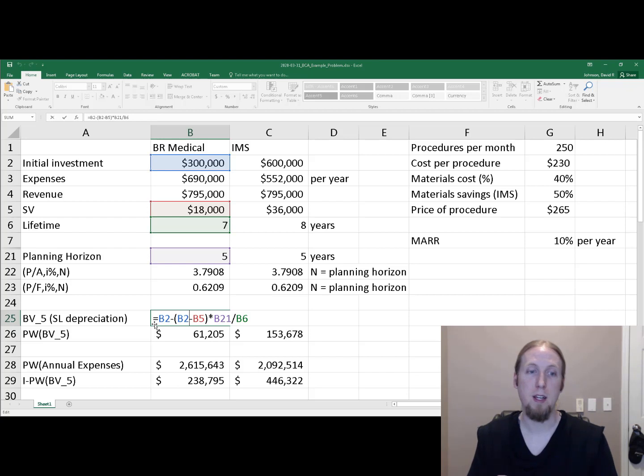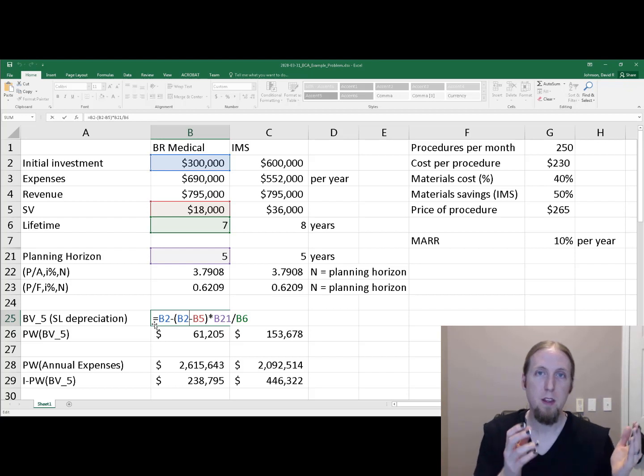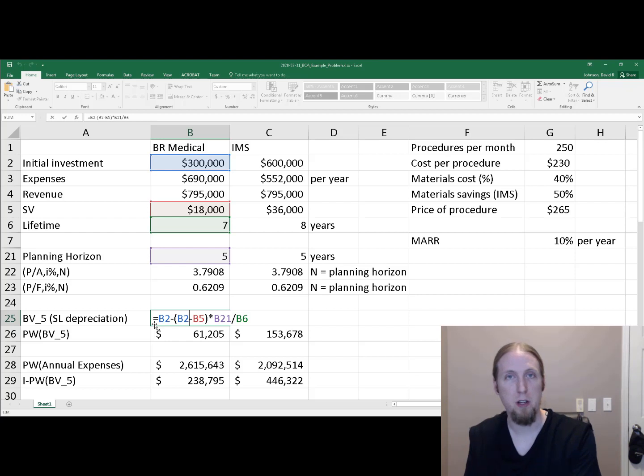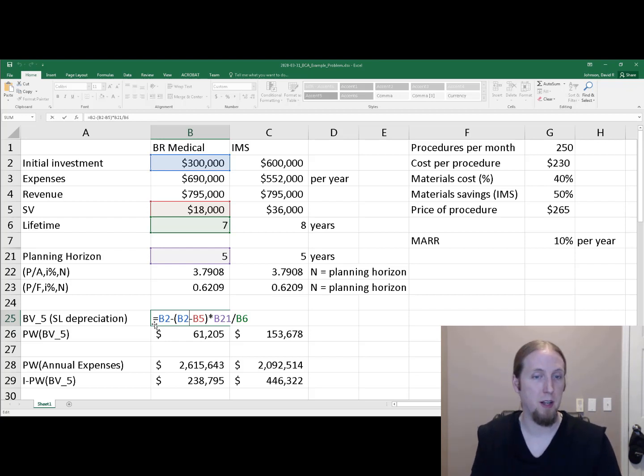Remember, for straight line depreciation, we're taking the same deduction in every year, and so the book value is just the initial cost basis, or the initial investment, minus the deduction, which is the difference between the initial investment and the salvage value divided by the useful lifetime, and then we just multiply by how many years we want to go.